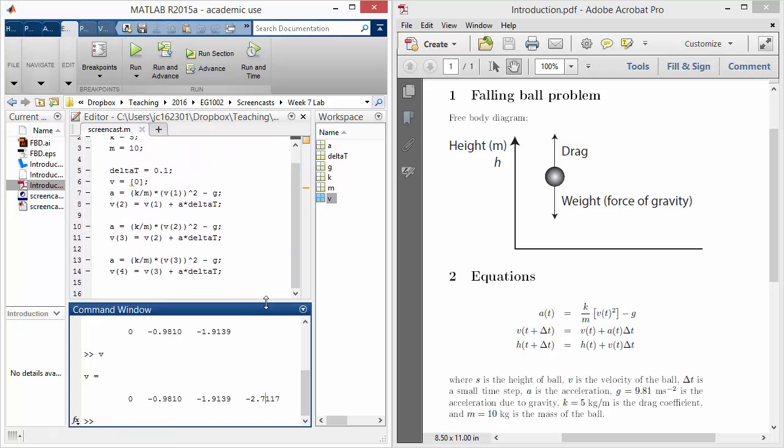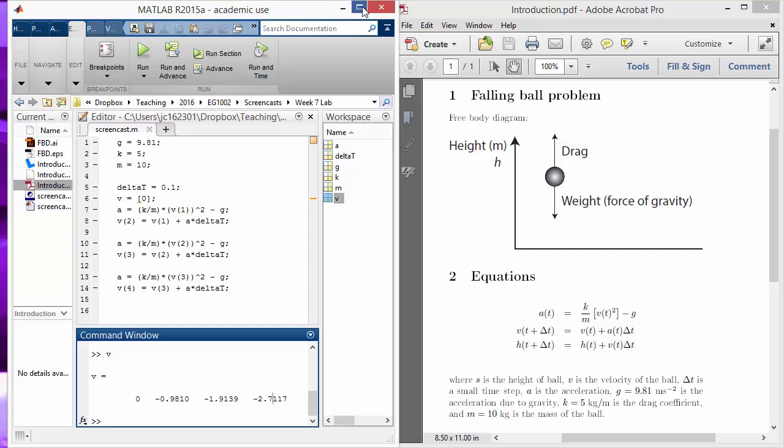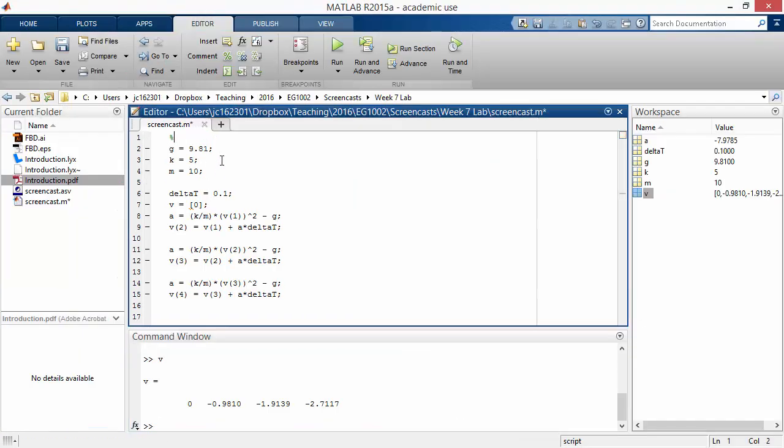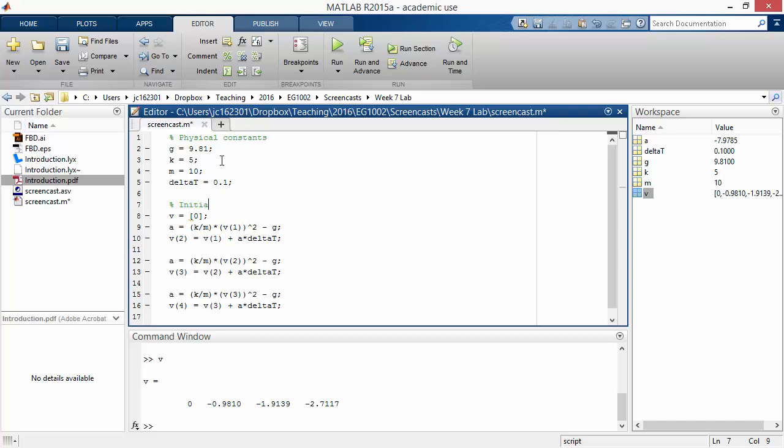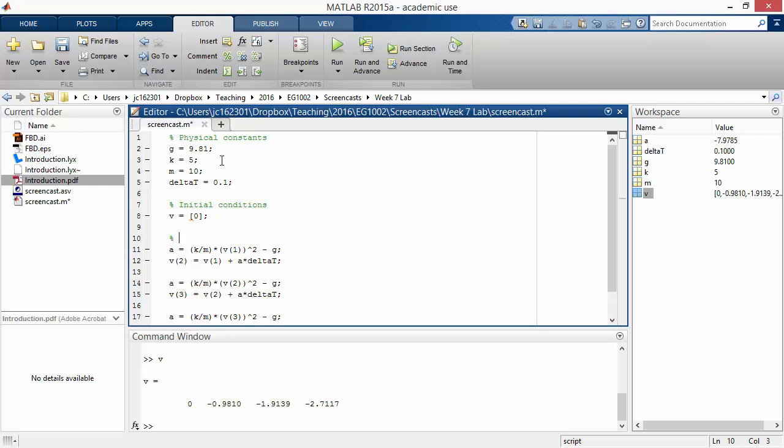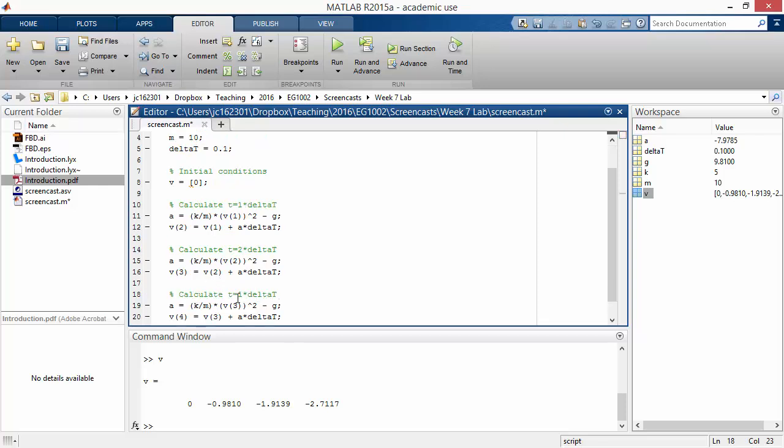And so what's going on here in this code? Let me put some comments in to make this a little bit clearer. So we have the physical constants, which are here. We have the initial conditions, which is that the velocity starts out at 0. And now what we're doing here is we're calculating for t is 1 times delta t, so 1 step of delta t, because this is the second value in our vector. Then here we're calculating what it's like for 2 time steps into the future, and then 3 time steps here.